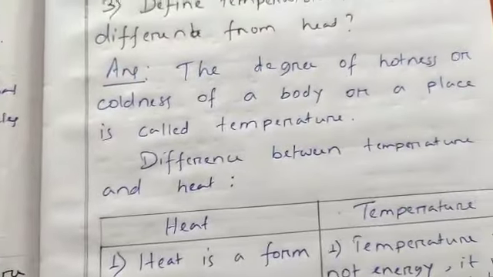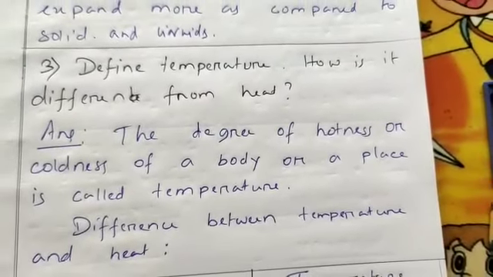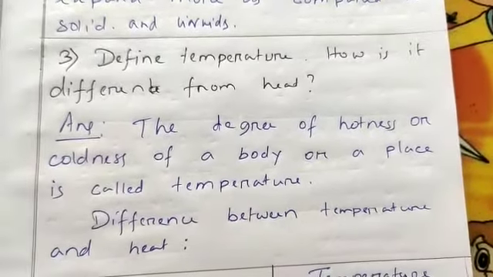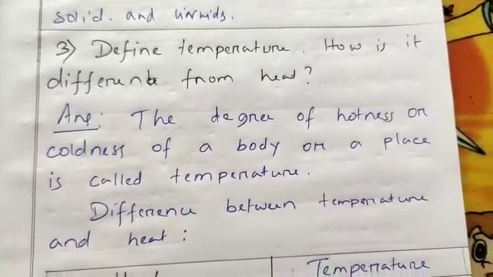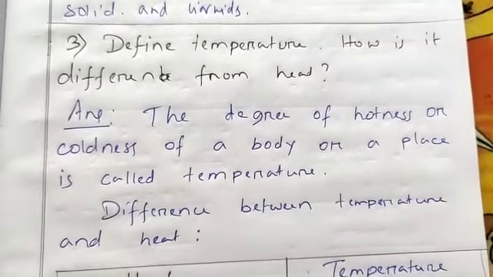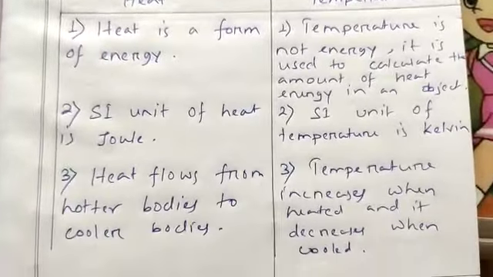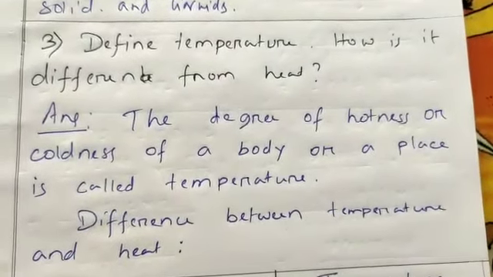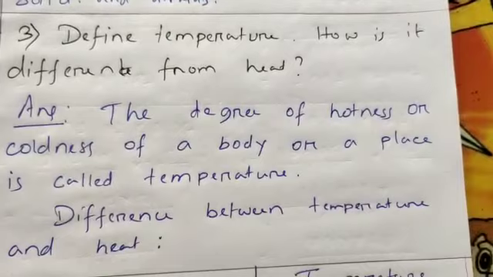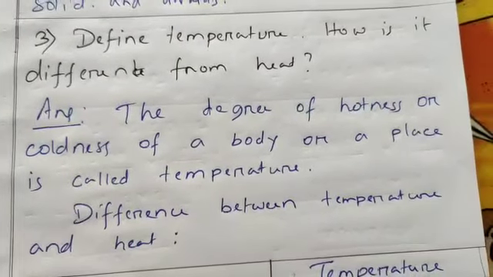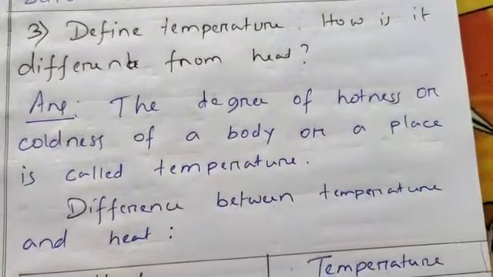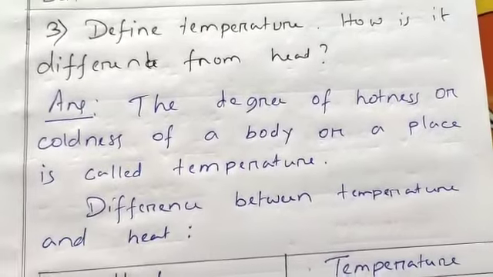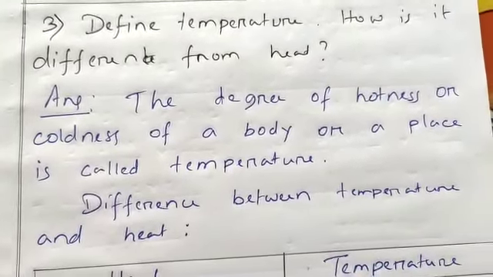Now come to question number 3. Question number 3 is: define temperature. How is it different from heat? So they are asking about the definition of temperature, and after that the difference between temperature and heat. In case of differences, always write them using tables. The definition given directly in the book is: the degree of hotness or coldness of a body or a place is called temperature.